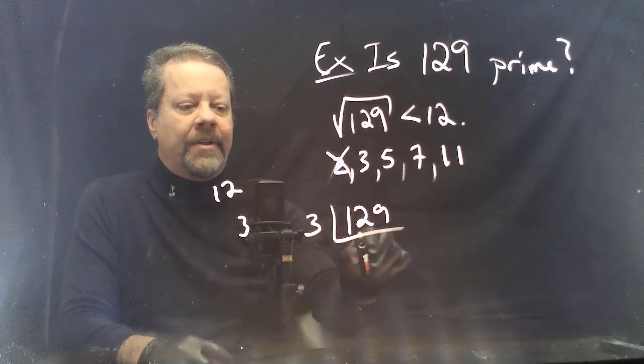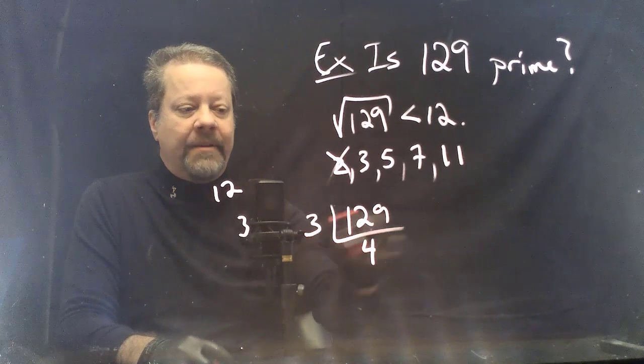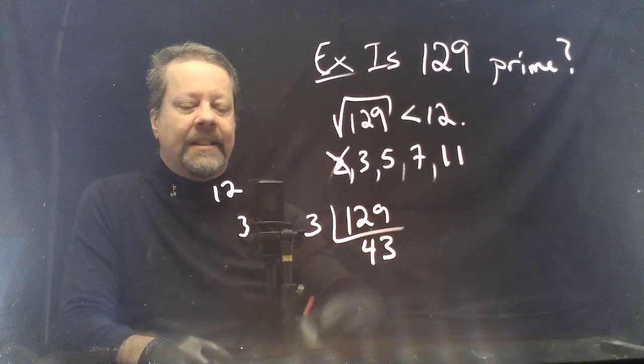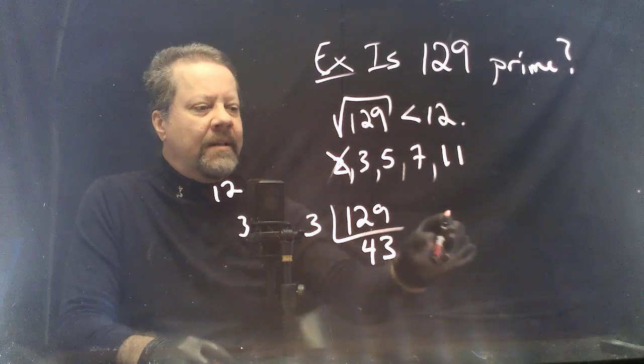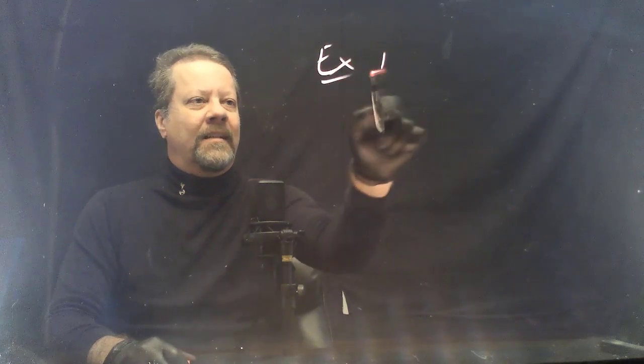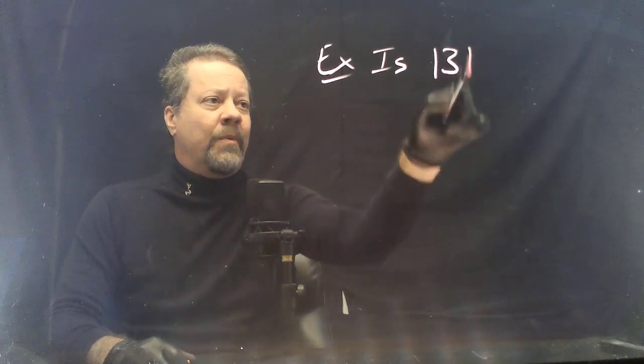3 goes into 12 4 times, no remainder. 3 goes into 9 3 times. So 129 is 3 times 43. So the answer here is no. Is 131 prime?